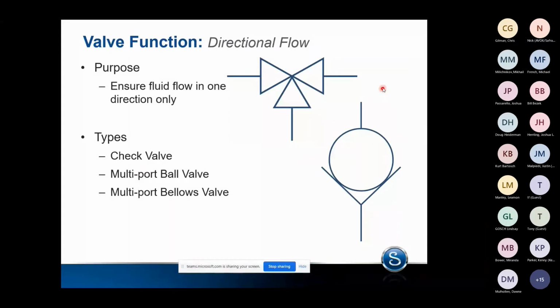This symbol up here is a three-way valve. So this allows us to take a single process line and then direct it to one of two other side ports, auxiliary ports. So this multi-port ball valve, this one is a 3-port, but there's a 4, 5, 6, and a 7-port ball valve as well. We also have multi-port bellows valves that have some switching functionality.